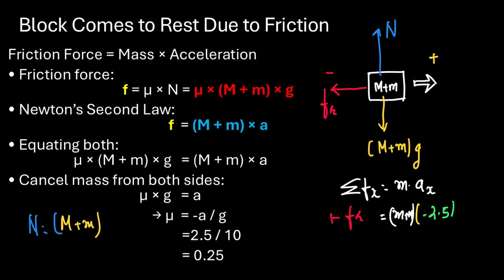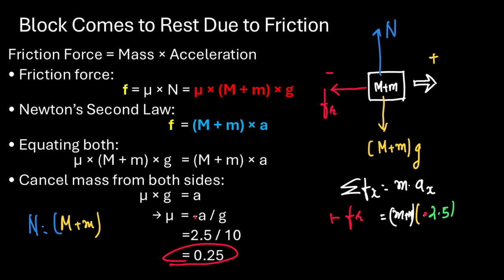Therefore, negative and negative here get cancelled, and what we have is, my bad, there shouldn't be a negative here, this would be plus. So mu into (M plus m) into g is equal to (M plus m) into a. (M plus m) upon (M plus m) is 1. Mu g is equal to a. Therefore, mu is equal to a by g. Acceleration is 2.5, and therefore mu will be 2.5 by g, which is 0.25, which actually is the final answer that we were supposed to find out.